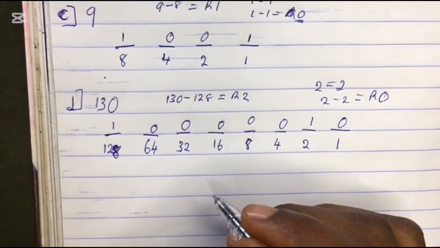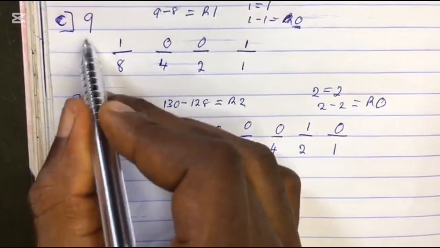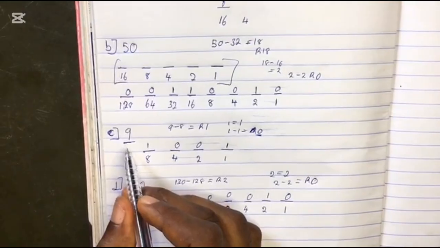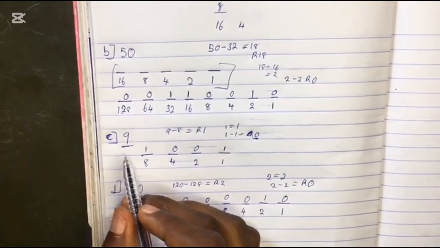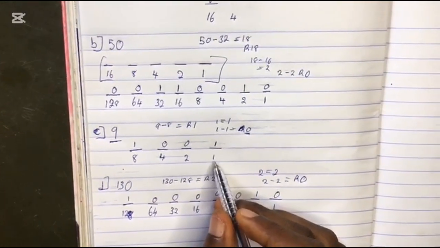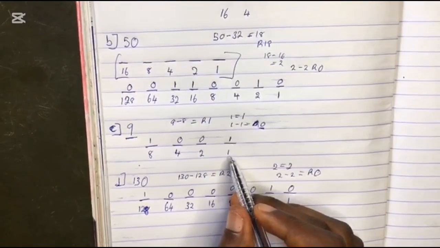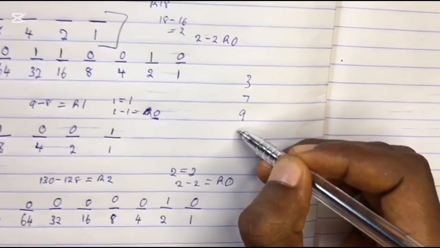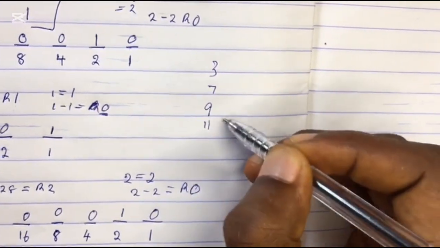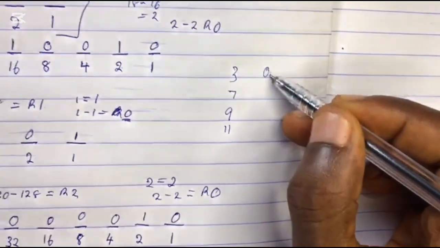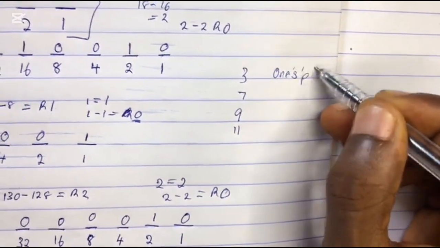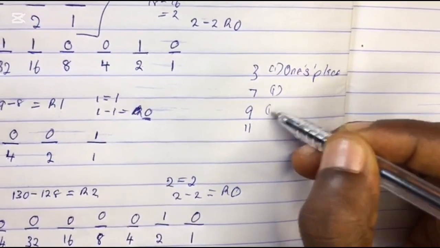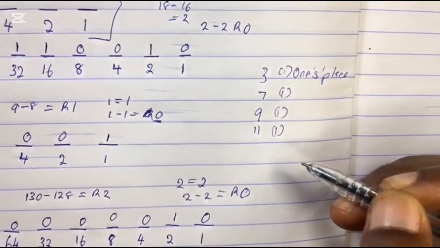So there is this point I want to point out, that if you notice, when you come to 9, as an odd number, they always end with the ones. So you could have 3, 7, 9, what else? 11. They are all going to have the ones placed at the end. So we're all going to have 1 at the end, 1 at the end, 1 at the end, 1 at the end.